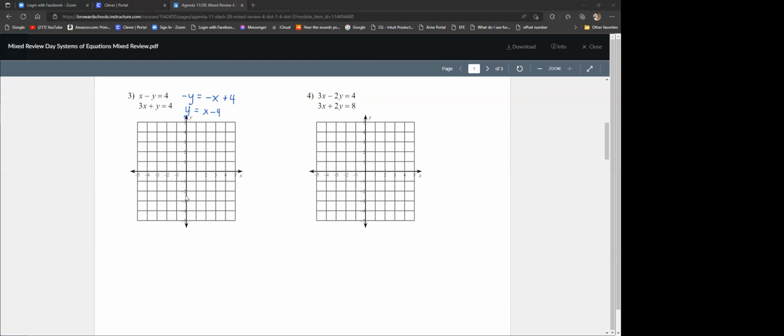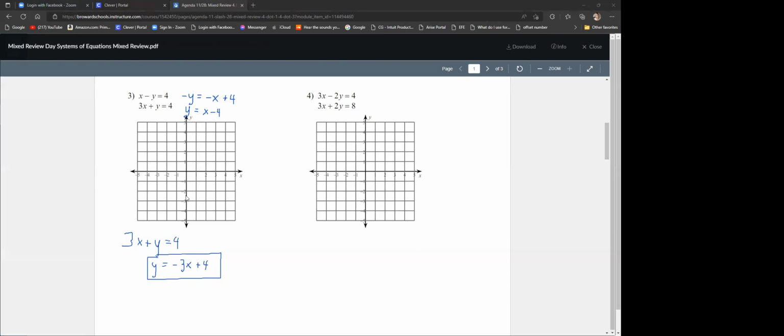Second one, 3x plus y equals 4. What's this solved for y? Same thing, shifted. To get y equals, what am I going to write here? y equals negative 3x plus 4. Okay, so now we got our two equations. We got this one, and we got this one.